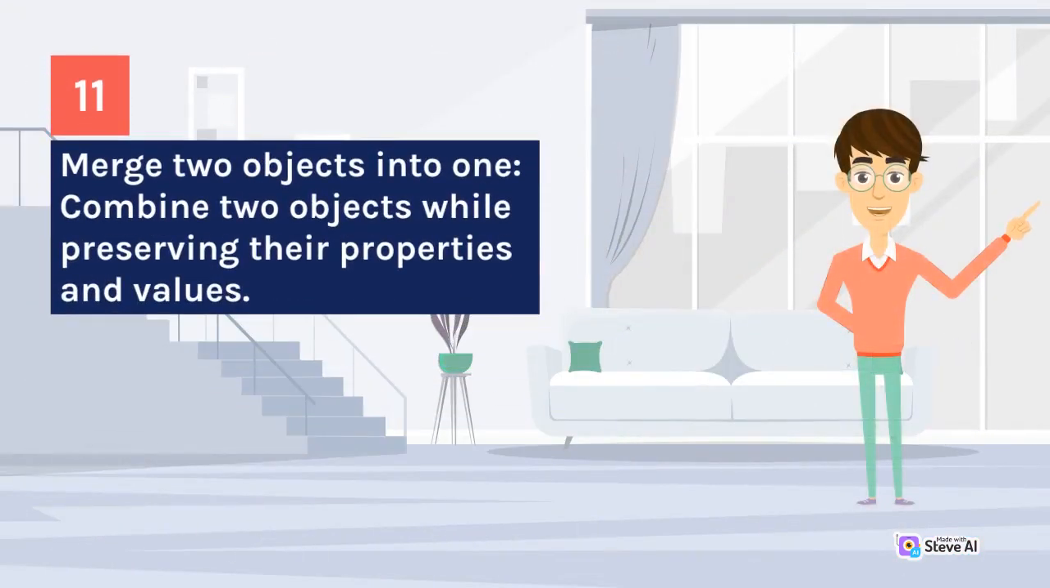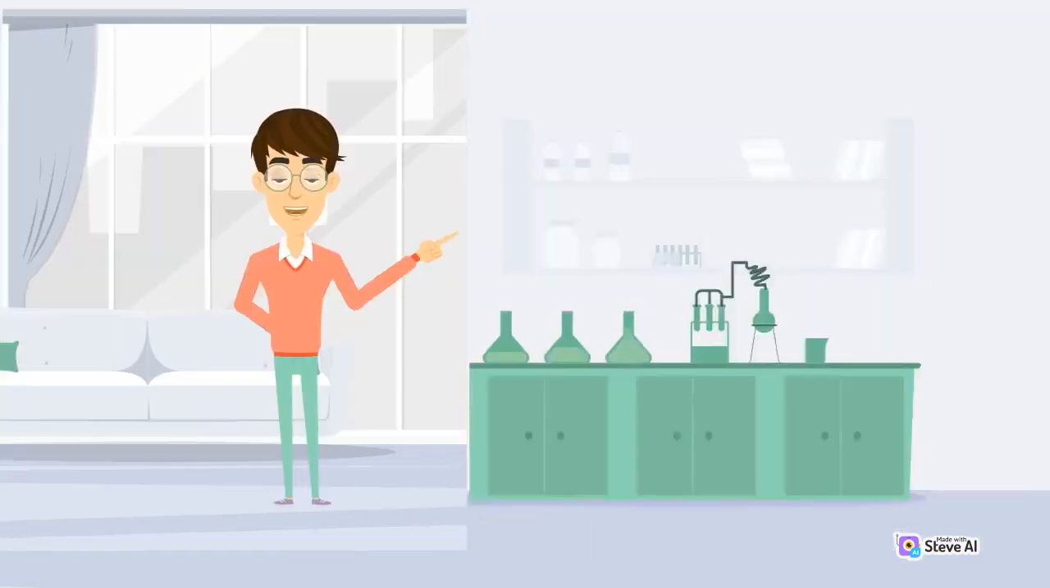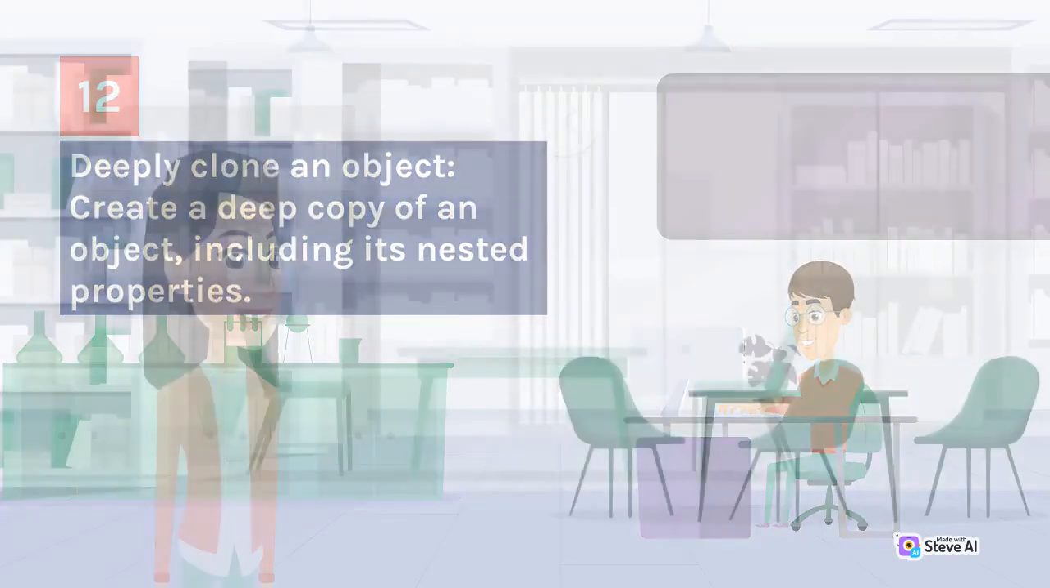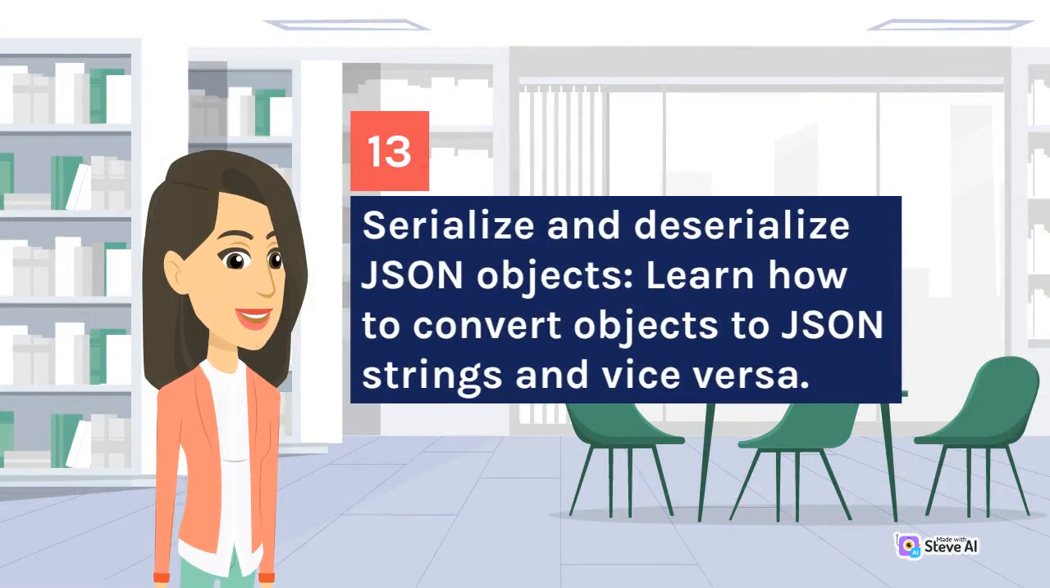Merge two objects into one. Combine two objects while preserving their properties and values. Deeply clone an object. Create a deep copy of an object, including its nested properties. Serialize and deserialize JSON objects. Learn how to convert objects to JSON strings and vice versa.